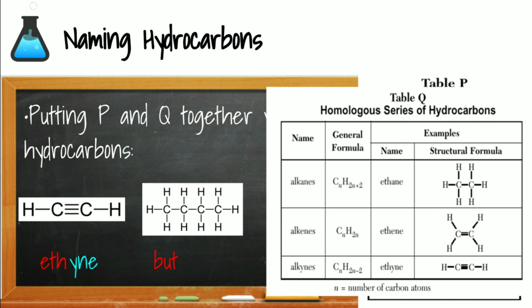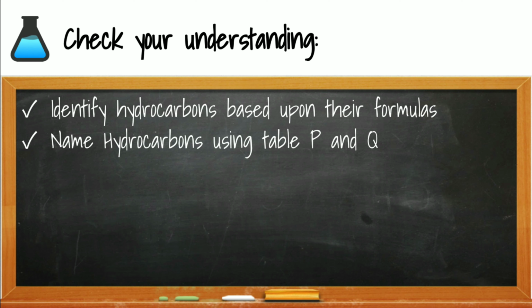And in the structure with 4 carbons, all of the carbons have single bonds. So the single bond suffix is ane. This is butane. So by now, you should be able to identify hydrocarbons based on their formula and name hydrocarbons using reference tables P and Q.